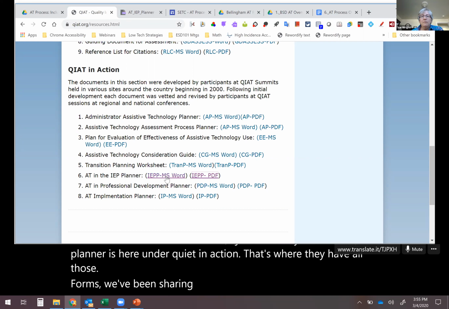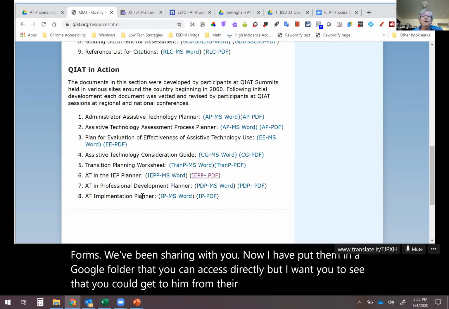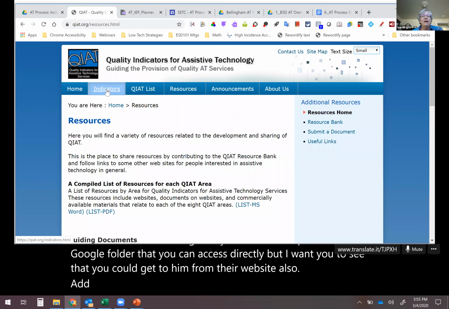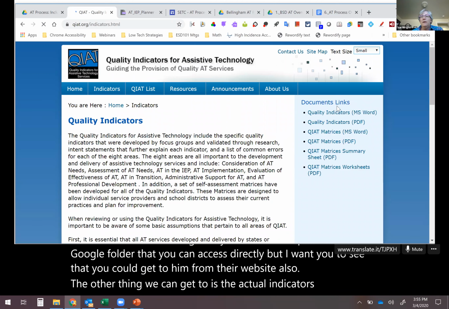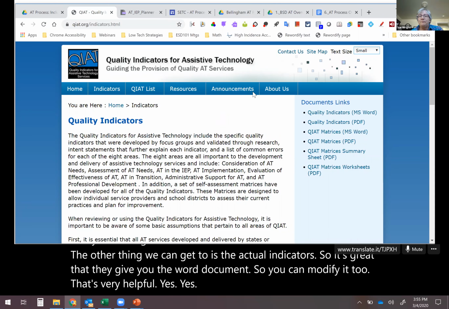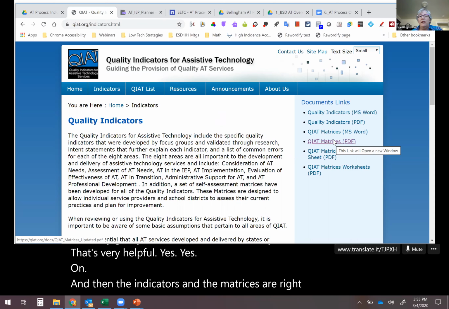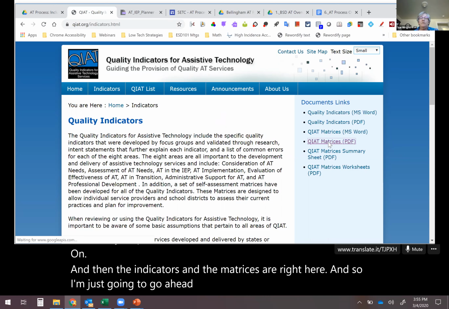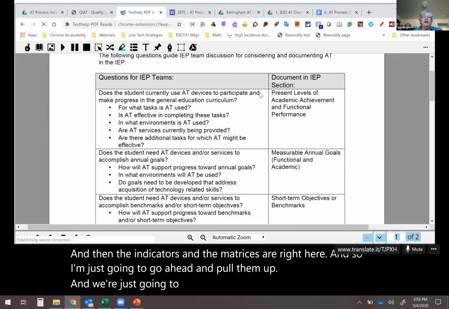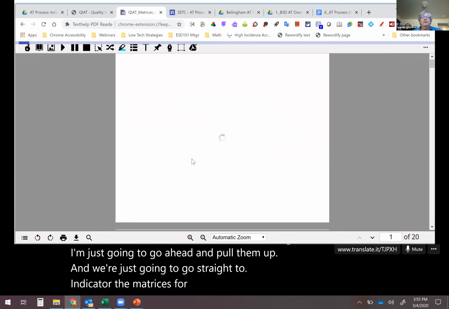Now I have put them in a Google folder that you can access directly, but I want you to see that you could get to them from their website also. The other thing we can get to is the actual indicators. It's great that they give you the Word document so you can modify it too. That's very helpful. Yes. And then the indicators and the matrices are right here. I'm going to pull them up, and we're going to go straight to the matrices for including it in the IEP.